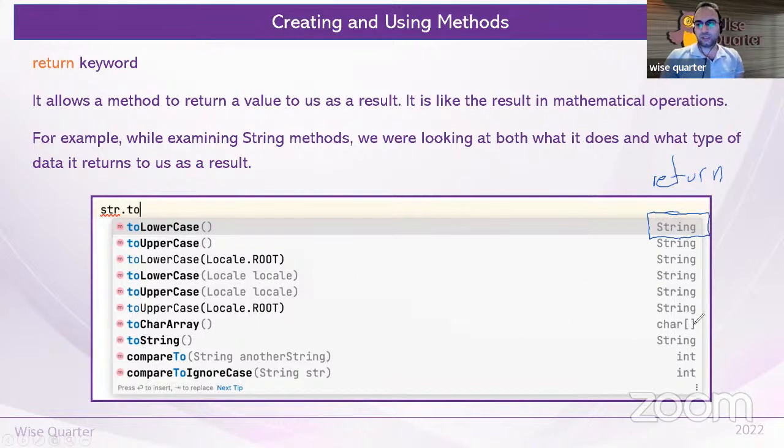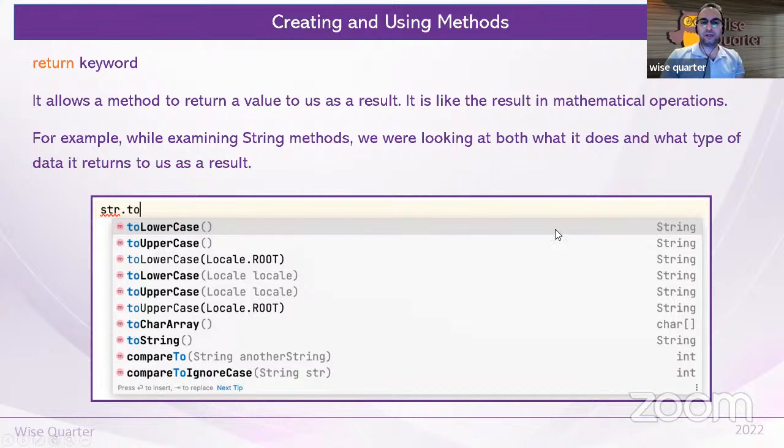This one will return a char array. We haven't learned arrays, don't worry. This one will return us an integer. When you call this method, it will give you an integer. The result of the method will be an integer. We do not know those methods, so don't worry about that for now. But you should be able to read the return type of the method you are using.